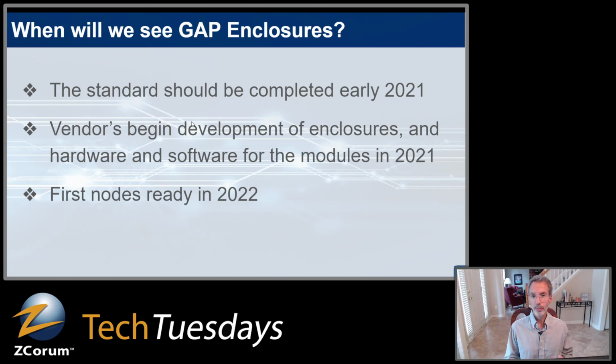Whether that's the physical properties and the standard of the enclosure or the modules that are going to be driving the technology within it. So they're going to start probably developing the enclosures and the hardware and the software for the modules probably in 2021, to the point where the first nodes will be ready in 2022. So this should have a big impact for cable operators. I'm sure that you'll start to see them want to implement this pretty quickly, because the more of these they get in their cable plant, the more they know that they're future-proof, and they don't need to be changing out whole nodes in the future.